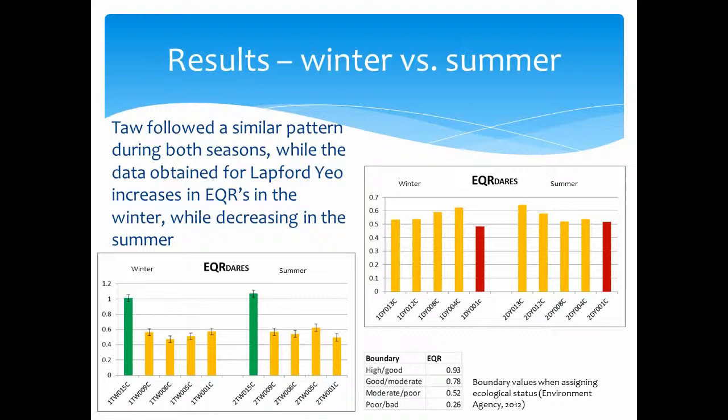And then in Lapford Yeo, the same story. There's a gradual increase in winter, but a gradual decrease in summer, which may be related to flows. But in the grand scheme of things, it is still moderate, and as you move downstream, it is progressively getting worse and worse.